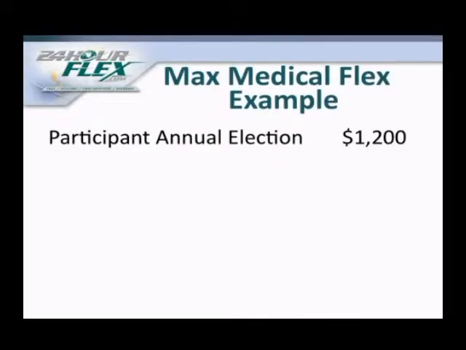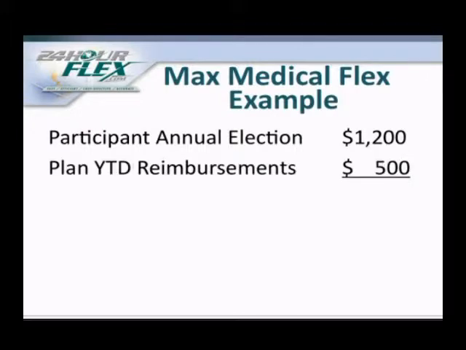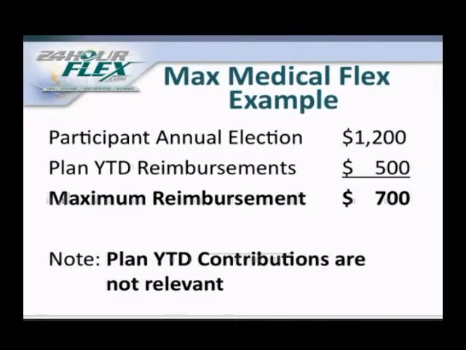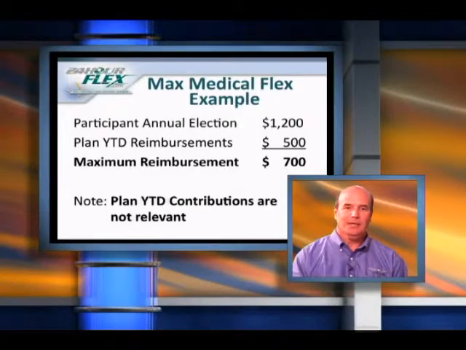Let's look at an example. Let's say that you enroll in the medical flex account with an annual election of $1,200, and then mid-year through the year you've already been reimbursed $500. That would leave a maximum reimbursement of $700. Now, why is this important? The important point here is that the reimbursement is not limited by the contributions that you have put into the plan year to date. It's limited only by the annual election less year-to-date reimbursements.